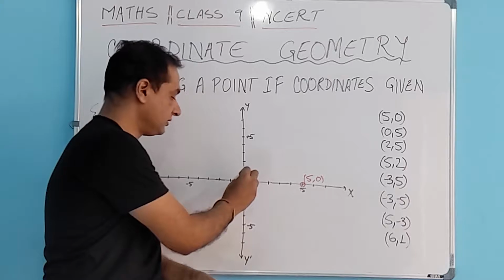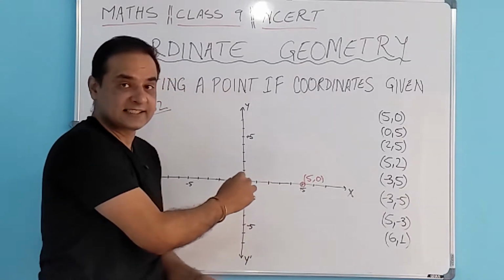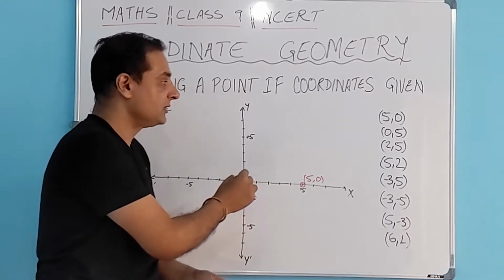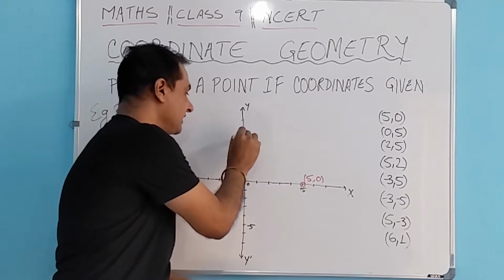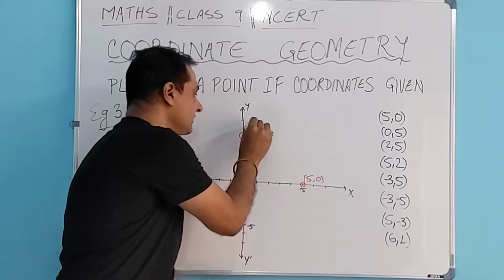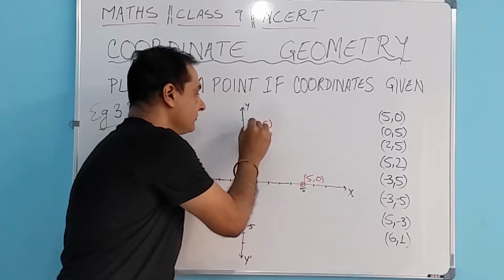Let's look at the second point, which is (0, 5). In case of 0, it is over here. On the x-axis it's 0, so we don't go anywhere. And then the y coordinate is 5, so we go in the positive direction and we go here. So this is (0, 5).